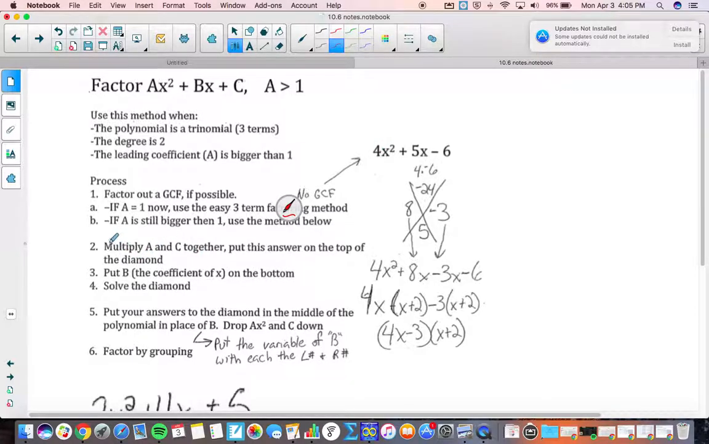So here's the new method if a is still bigger than 1. Take your new a and your new c value and multiply them together. So I have an example over here. So we're going to take 4 and negative 6 and multiply them together, and we get negative 24. So that a times c, that product, goes on the top of your diamond. Just like before, your b value goes on the bottom.